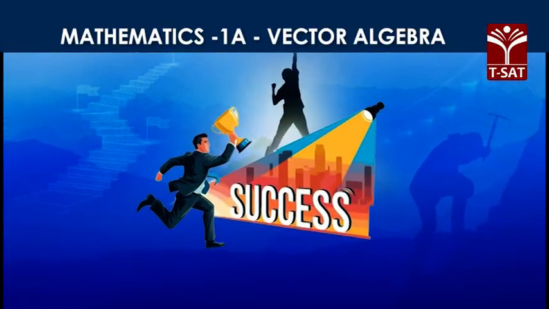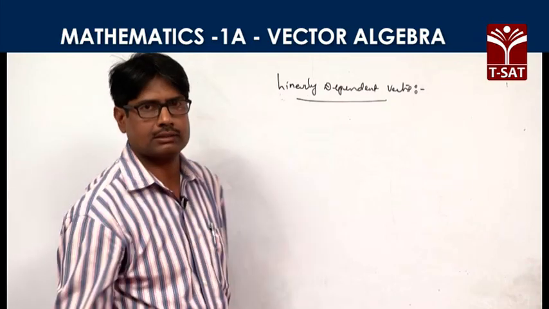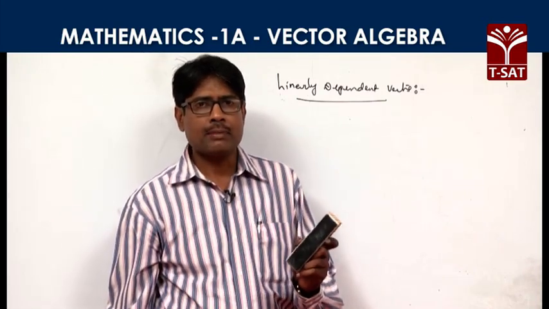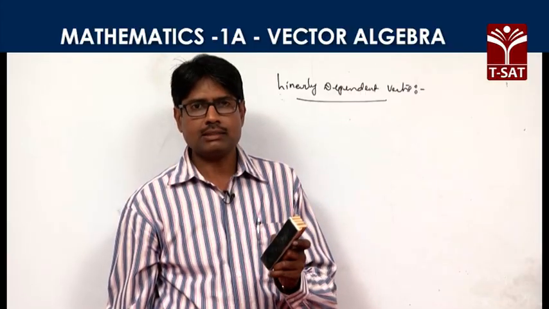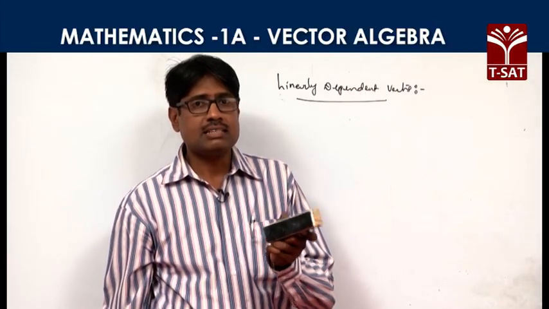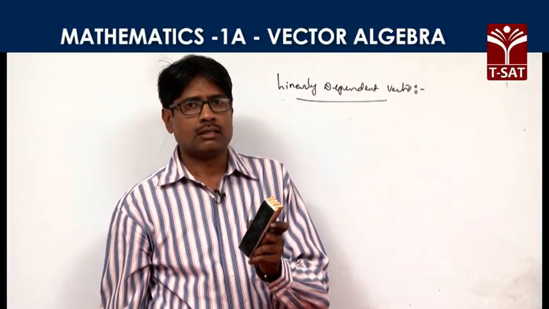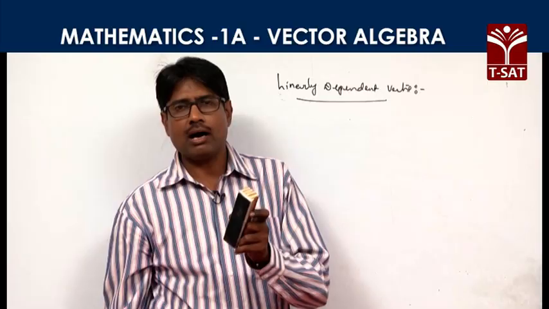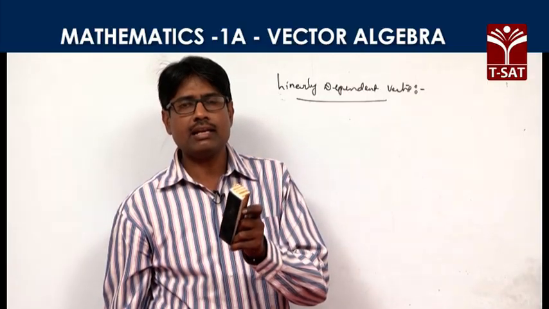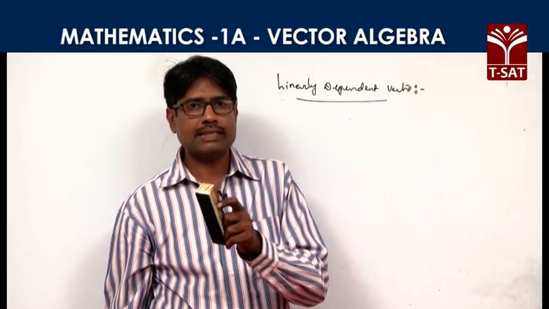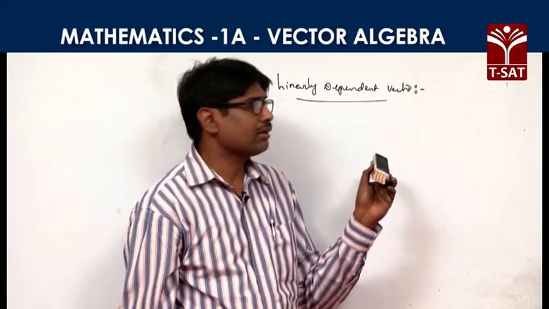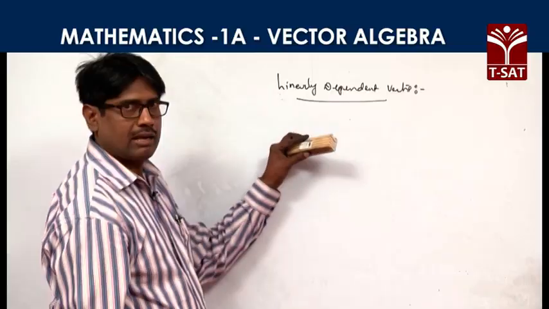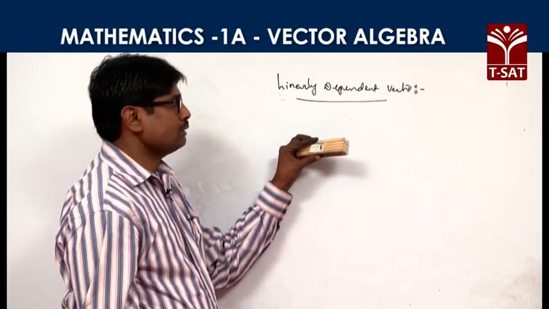What do you mean by linearly dependent vectors? A set of vectors is said to be linearly dependent if there exists a set of scalars such that L1 A1 bar plus L2 A2 bar plus L3 A3 bar up to Ln An bar is equal to 0 bar. Then we call that set of vectors linearly dependent. I will repeat the definition with notes.